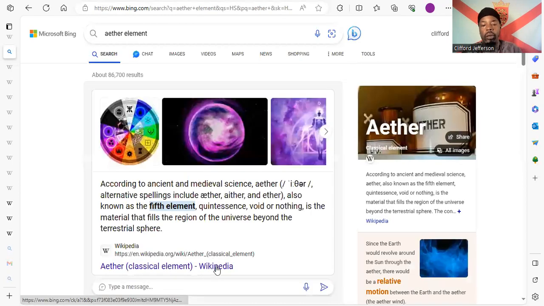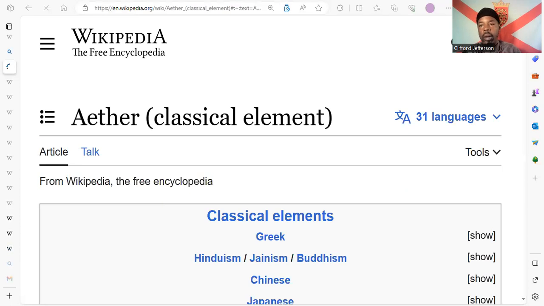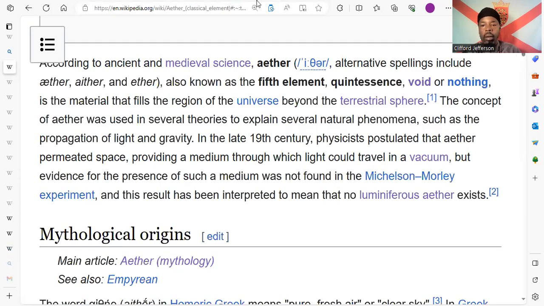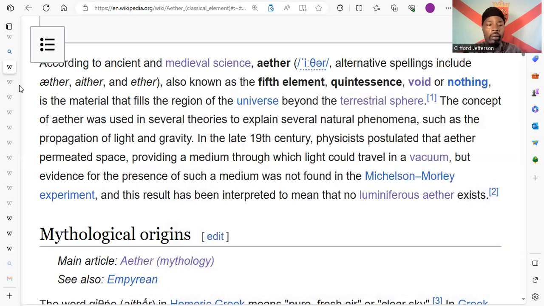And I'll close on this. Ether element. According to ancient and medieval science, ether, alternative spellings include aether, also known as the fifth element, quintessence, void, or nothing. All right? Let's look up dark matter.